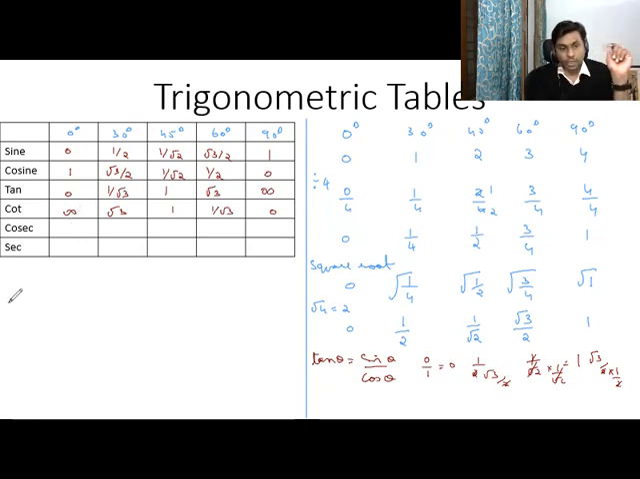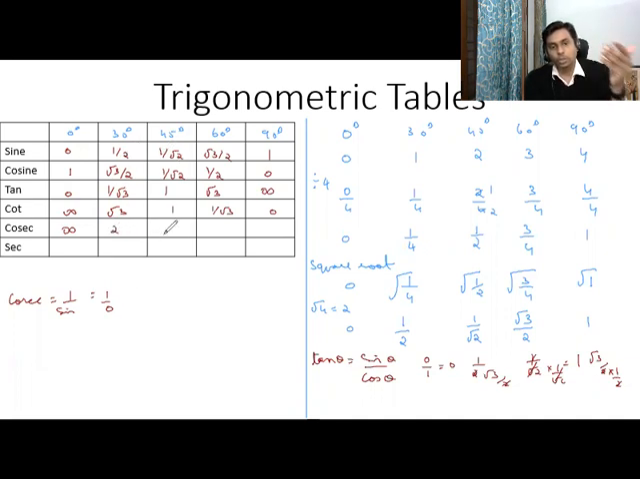Now come to cosecant. Cosecant is 1 by sine. So the first one, you be careful. First one, 1 by sine is 1 by 0. See, sine is 0. So 1 by 0, that will become undefined or infinity. After that, all the terms, sine value, what is there in the denominator, you write in the numerator. 1 by 2, denominator is 2, it will become 2.